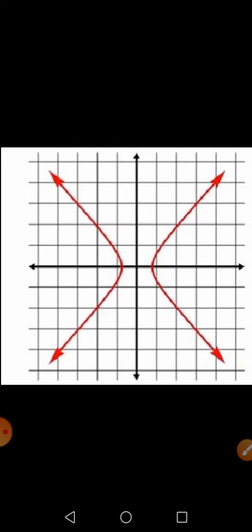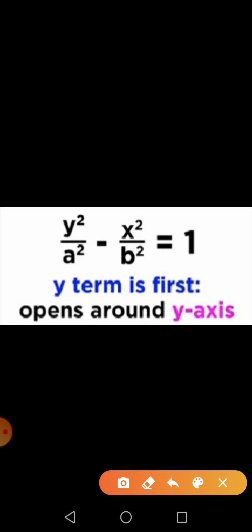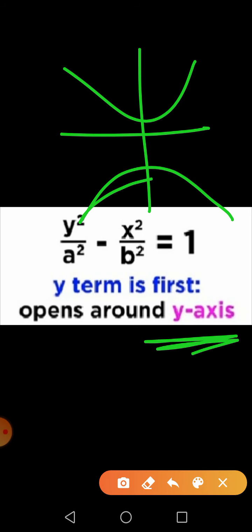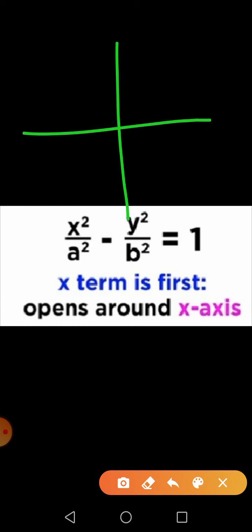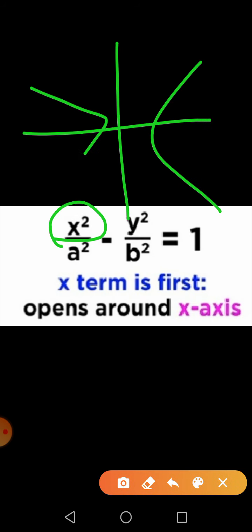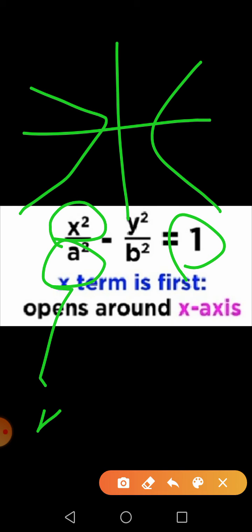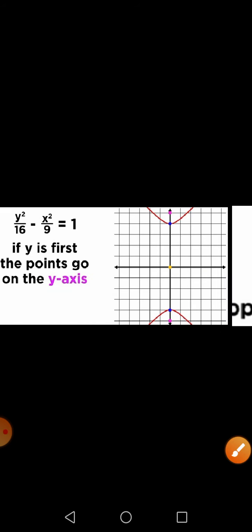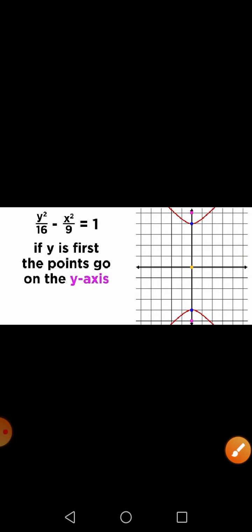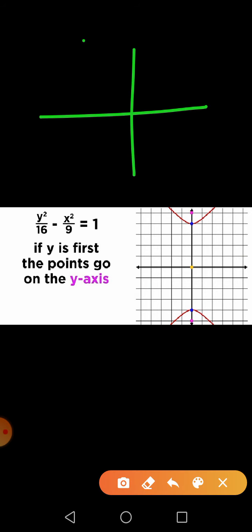So y is first here, so it opens around the y-axis, like this. And what about here? X is first, so it opens around the x-axis, like this. But the two conditions here: equals 1 and a is first. Okay, let's see some examples about this. As we agreed, y is first, so it opens around y like this.